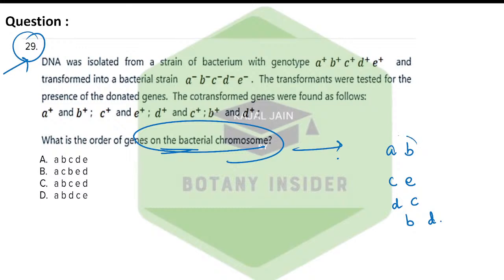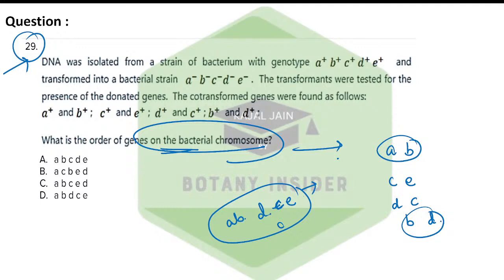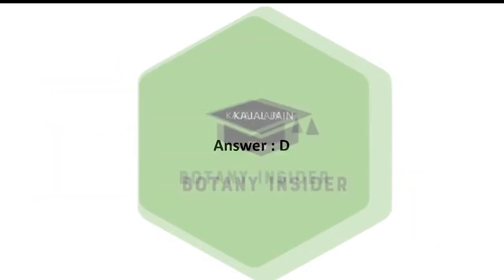See, A and B are coming together, so we can write A and B together. Then B and D together, so I can write down D over here, right? Then D and C are coming together, C and E are coming together. So A, B, D, C, E. D will be the correct answer for this question. Very good, Akash and Sweetie, correct answers. These types of questions are the simplest of all, in which you need to just find out the order of the genes with the help of the co-transformation.